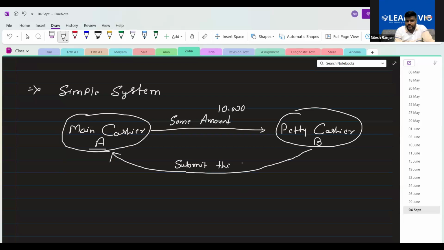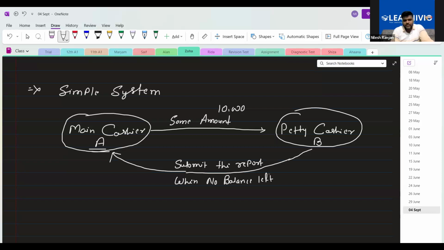Now the petty cashier will submit the report. When he will submit the report, not at the end of the month, he will submit the report when no balance is left. Means he has spent all the money. There is nothing left in his hand, then he will come. So there is no fixed time. Sometimes he will spend the total amount in 20 days, sometimes maybe it will take 1.5 months. Whenever he spends all the money, then he will submit the report.